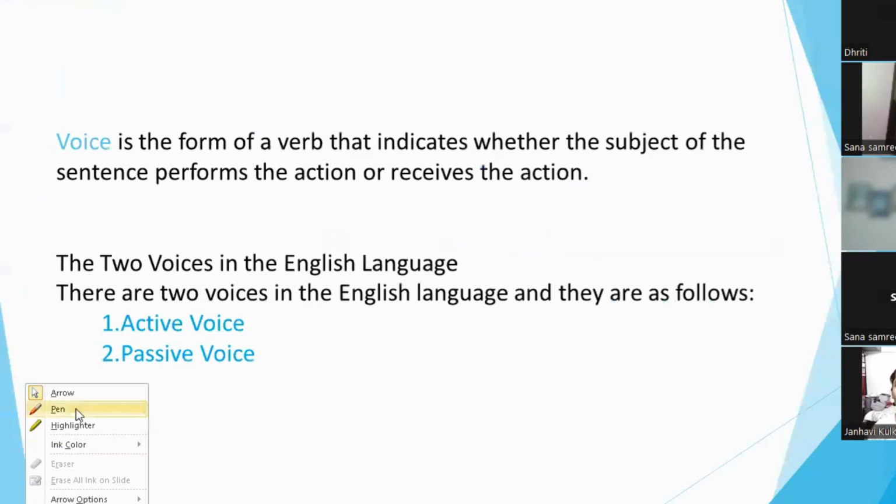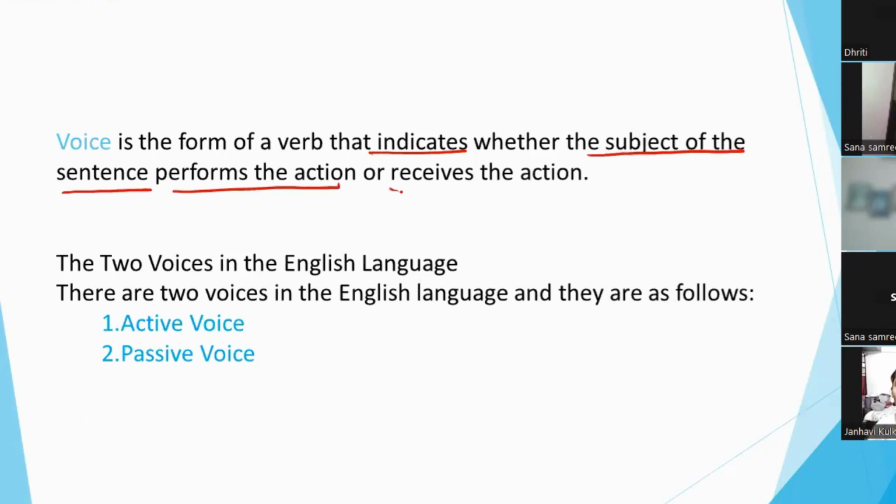This is a form of verb that indicates whether the subject of a sentence performs the action or receives the action. So voice is what? It is a form of verb. Remember this thing: voice is a form of verb that indicates whether the subject of a sentence is performing the action or receiving the action, right?